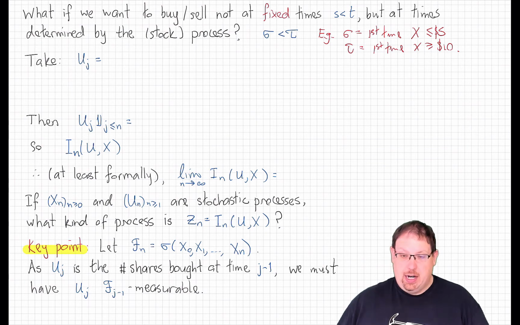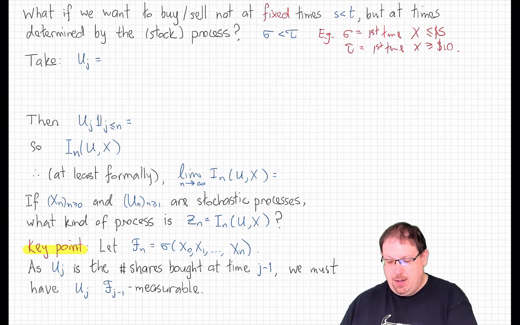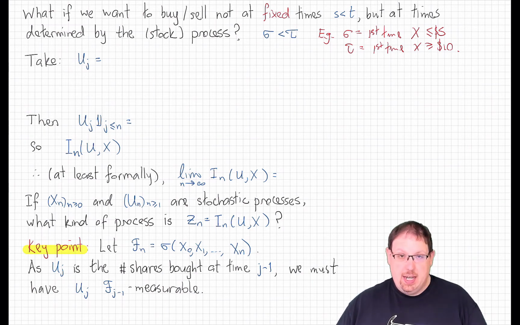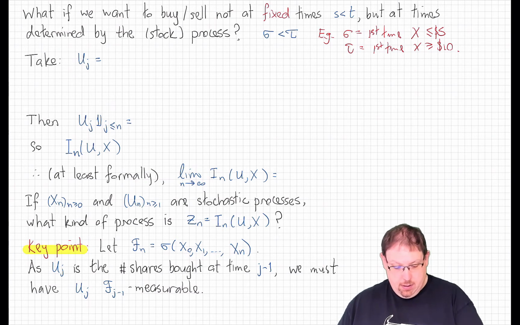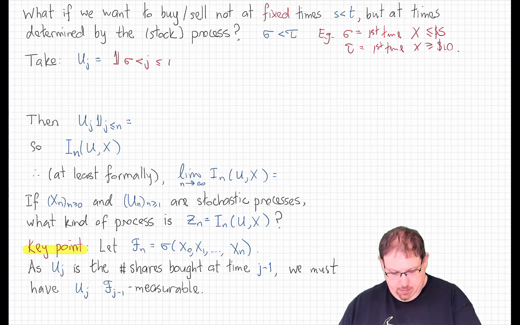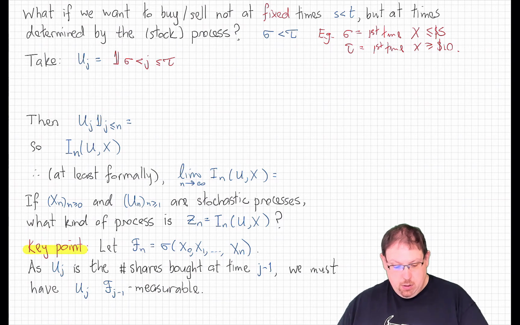If we do that, then we're guaranteed to make a $5 per share profit, provided we actually can wait until that happens. Now, if the process is random, then these will be random times, but as you can imagine, they are stopping times. And we can actually fit this into the model of the stochastic integral that we wrote on the last slide if we take our trading strategy u_j to be the following. That is, u_j is either 1 or 0, and it's 1 if and only if j is in between sigma and tau, which is a random variable here.